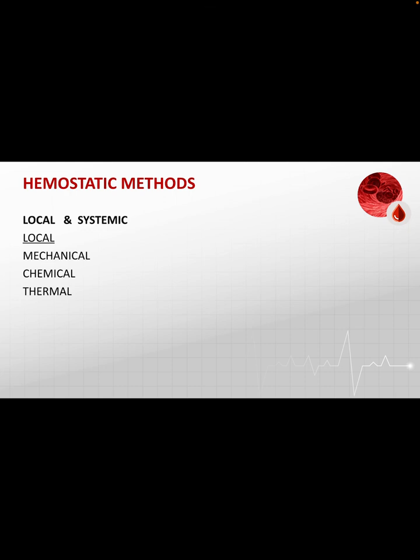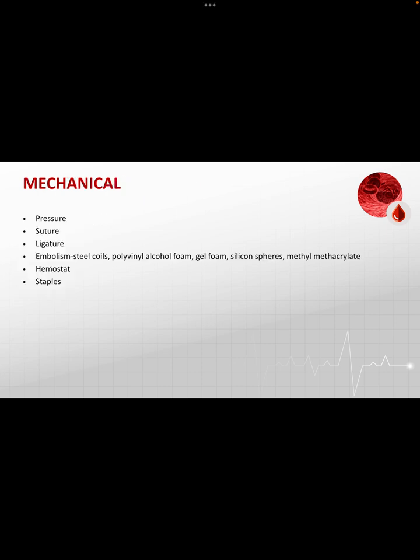Coming on to hemostatic methods, whenever hemorrhage or bleeding happens, a coagulation should be formed to protect the individual from further bleeding and death. There are local hemostatic methods and systemic hemostatic methods. Under local hemostatic methods, there are mechanical, chemical and thermal methods. Under mechanical methods, we can use a pressure pack using cotton or gauze, sutures using silk or absorbable materials, ligature, embolism, and hemostats and staples also can be used.